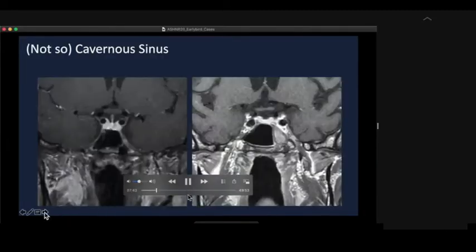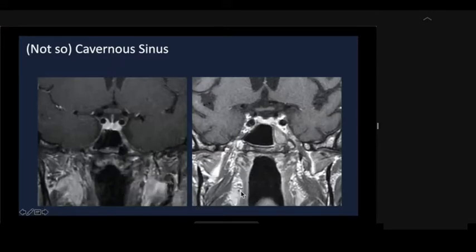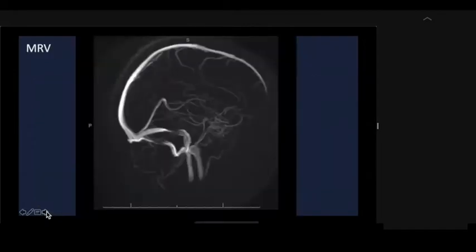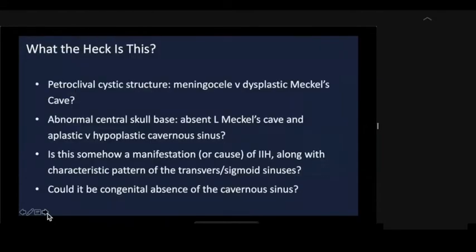For comparison, here's a normal cavernous sinus on the right. It's full of venous enhancement. There's filling defects associated with the internal carotid arteries, cavernous segments, as well as the cranial nerves, cranial nerve 3, V1, V2, and cranial nerve 6. While there may be some nerves seen here lateral to the sphenoid sinus on our patient, there's really nothing to speak of here on the right. MRV shows moderate to severe tapering of the transverse sigmoid junctions, a finding that's associated with intracranial hypertension.